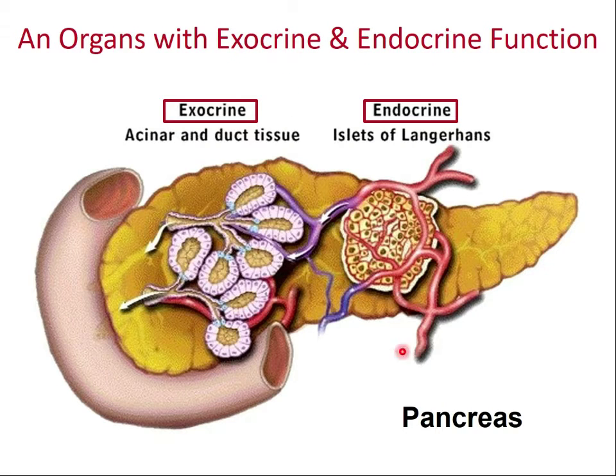Some organs, like the pancreas, have both an exocrine and an endocrine function as well. The exocrine function will produce certain digestive enzymes that will be released to a duct, and they will then go into the GI tract to help with digestion. They also will have endocrine cells and organs that will produce hormones that will be released to the bloodstream.